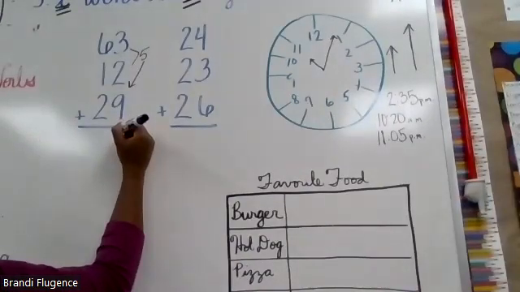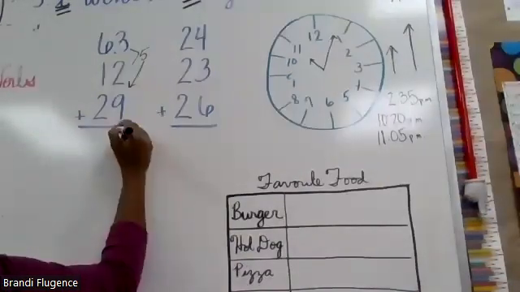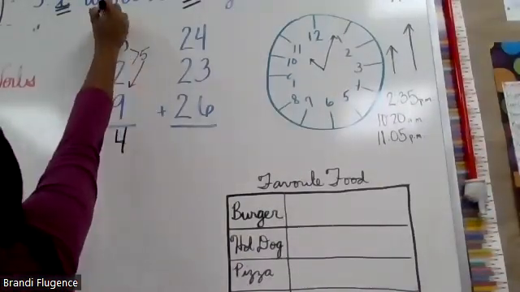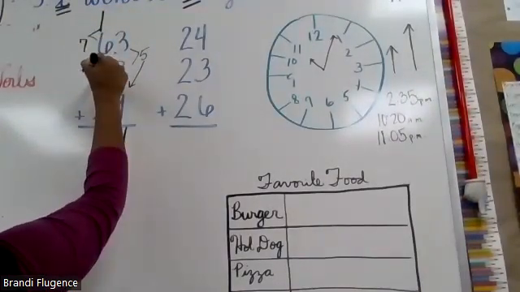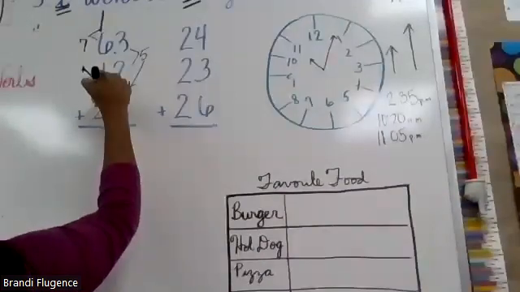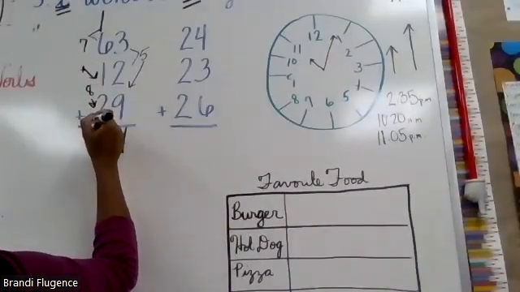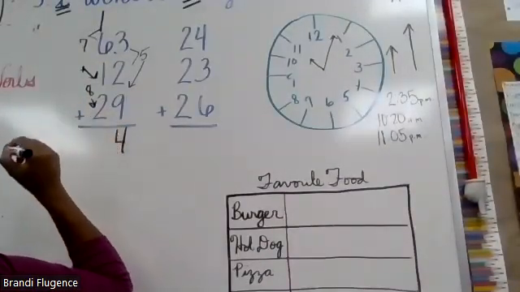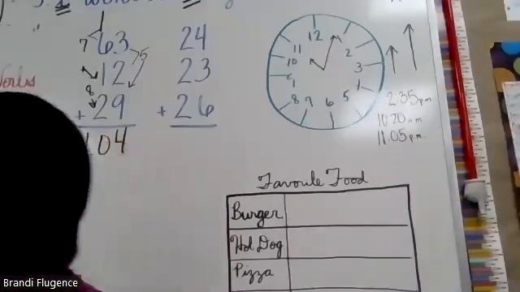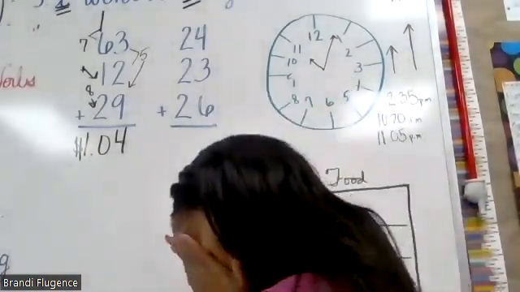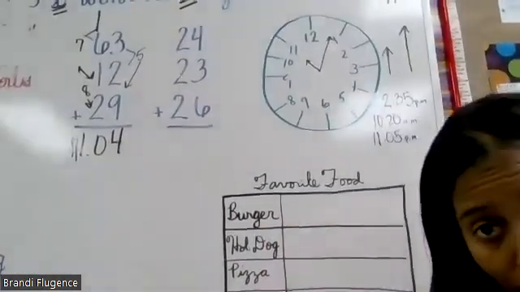Okay, how do I show that? You put the 4 and then the 1. Carry the 1, okay. 1 plus 6 equals 7. Okay. 7 plus 1 equals 8. 8 plus 2 equals 10. 104. Good. Second one. 24 plus 23 plus 26.